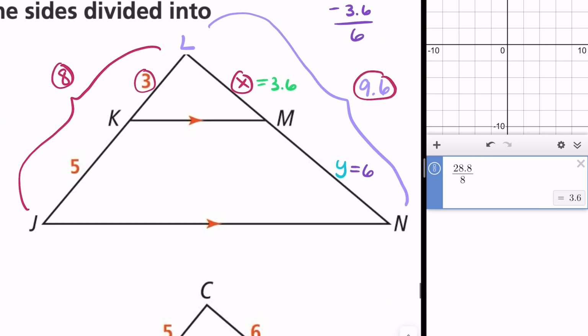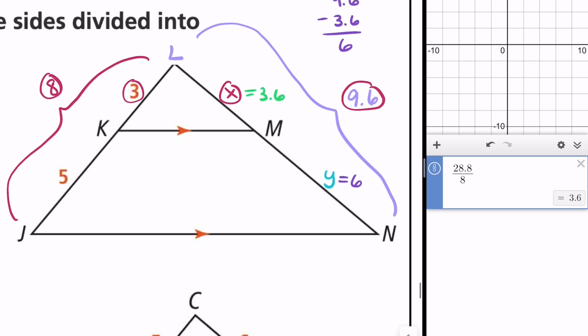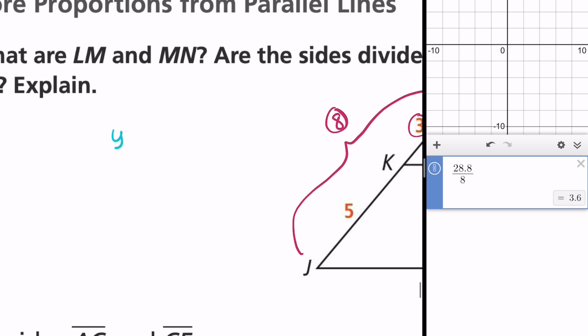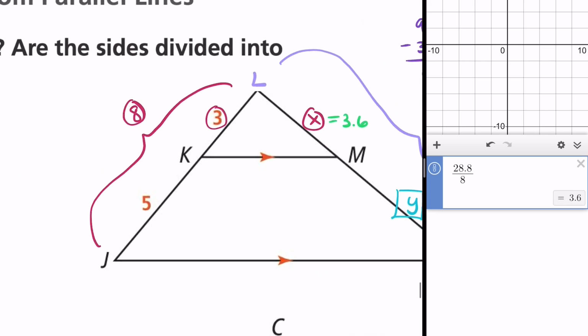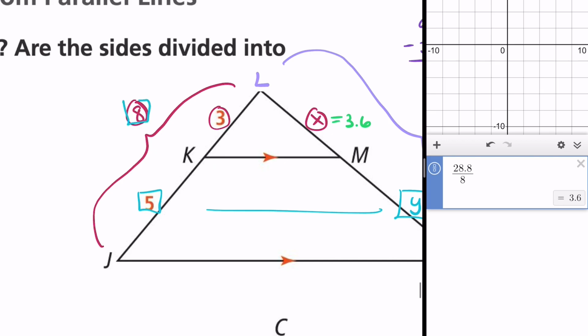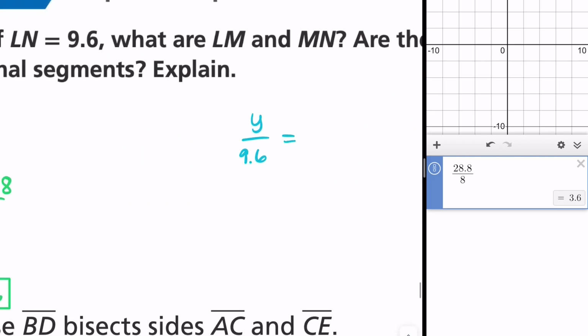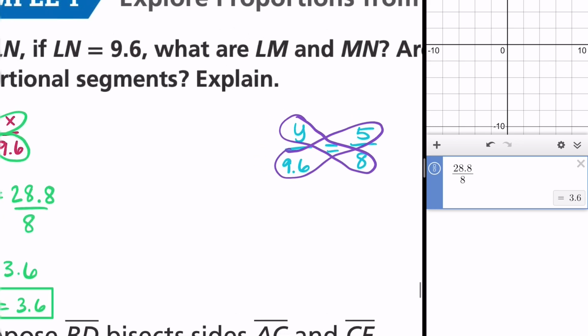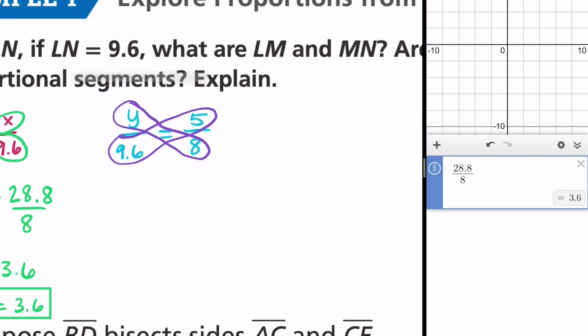So we'll say Y is to 9.6 as 5 is to 8. That's the proportional part. See how they match here? And from here, we'll find cross products. So 8Y is 48, I believe. Let me just double check.